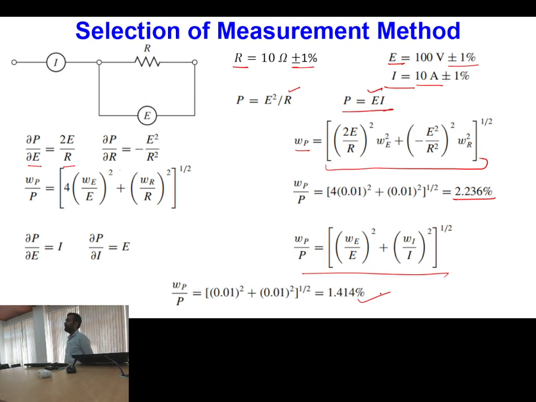Voltage and current. So if you have a choice, where you can measure resistance, current and voltage, and using these three parameters you have to calculate the output power, which parameters will you choose? Voltage and current, because that will give you the smaller amount of uncertainty in your measurement.